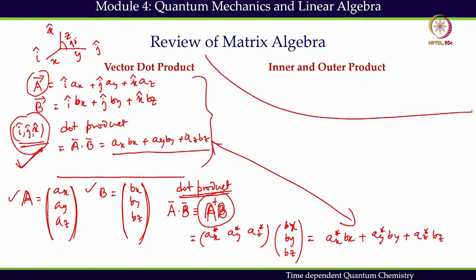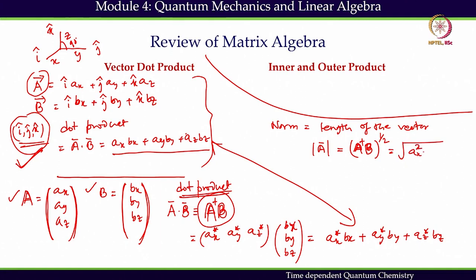And the norm is represented by the following. The norm is actually the length of the vector, and that is the vector representation. Then we will go for the matrix representation. The matrix representation is going to be A dagger B to the power half, that is the norm, which is nothing but the square root of Ax square plus Ay square plus Az square. That is the way the norm would be represented in the matrix form.